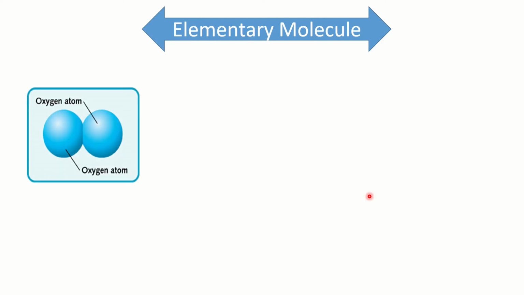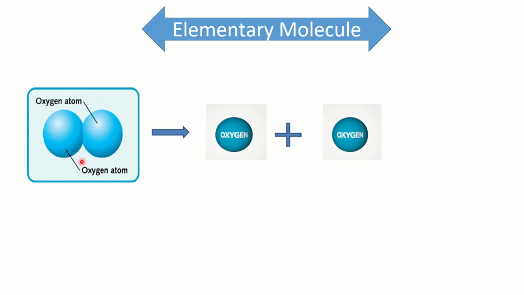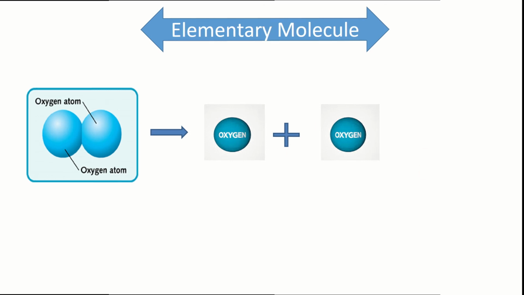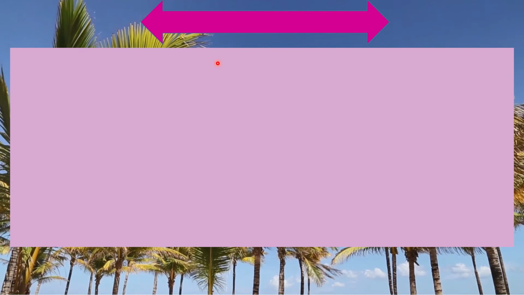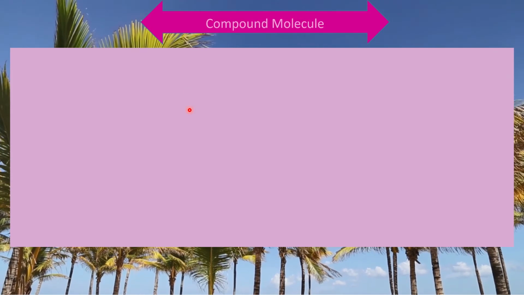Now look, this is an elementary molecule, oxygen, where 2 oxygen atoms are present. So when we break this molecule, we will get 2 separate oxygen atoms. That means we will get 2 atoms of the same element.